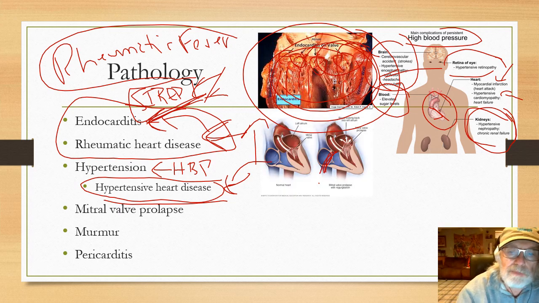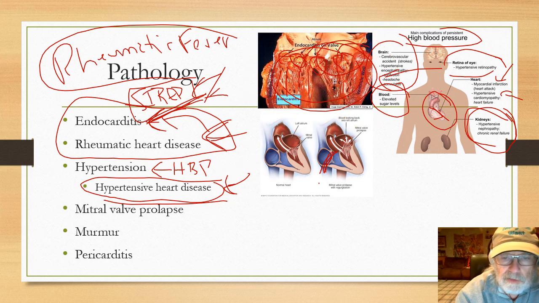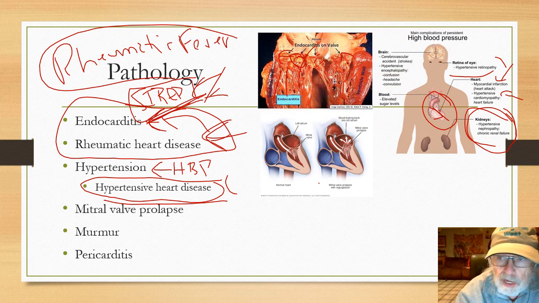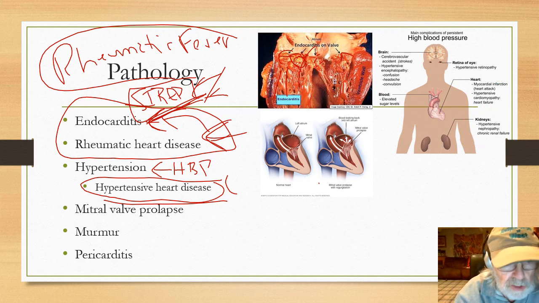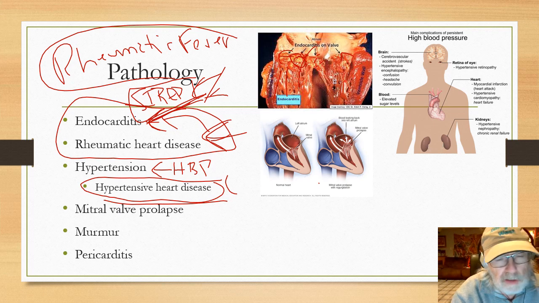This right here is something that somebody in the class may have. You might know about it, and you might not know about it. It's called mitral valve prolapse. I don't want to scare you, but usually it doesn't cause much of a problem.